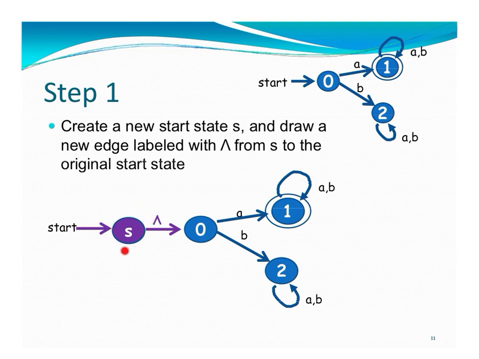So here's my new start state S. And we're going to have a new edge labeled lambda that goes from S to our original start state. So this is our original graph, and after we do part one of the setup, we have this graph.